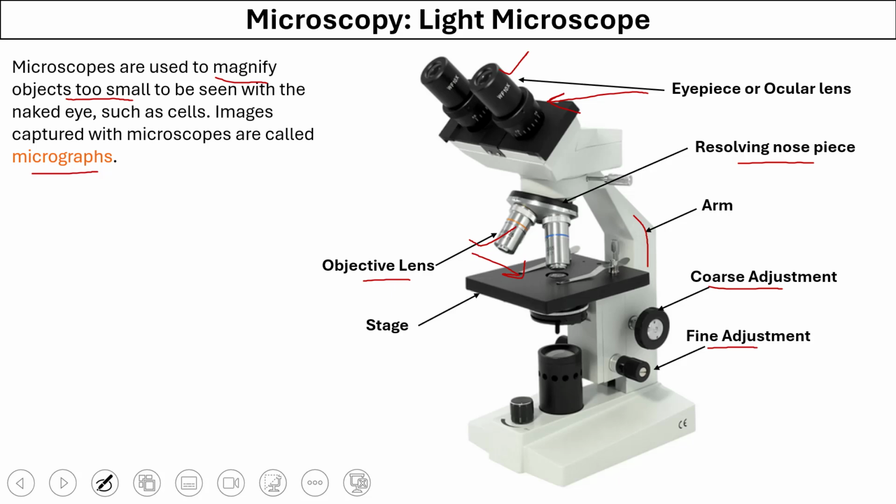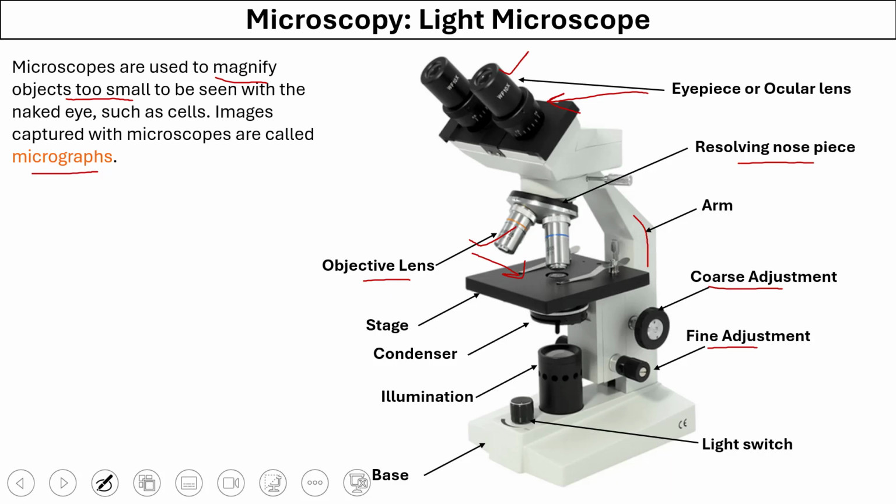This is the stage where you keep your object. This is the light source, and this is the power switch to turn the light on. This is the condenser with which you can change the amount of light that falls on your specimen. And this is the base of the microscope.